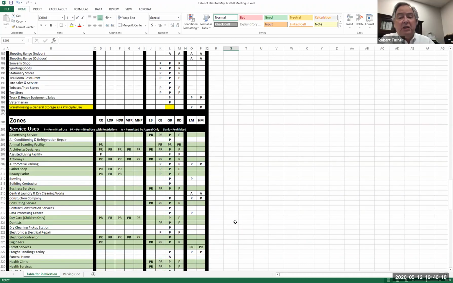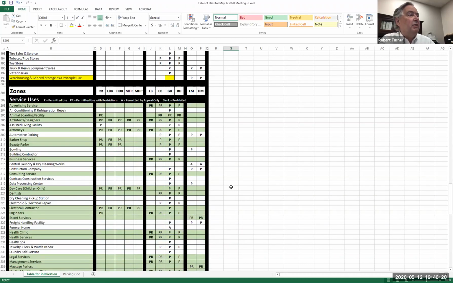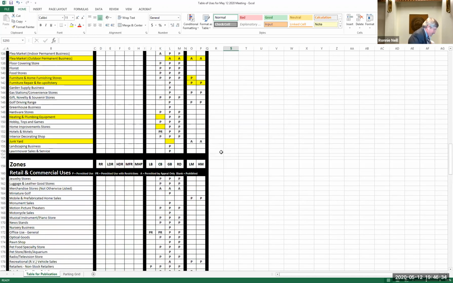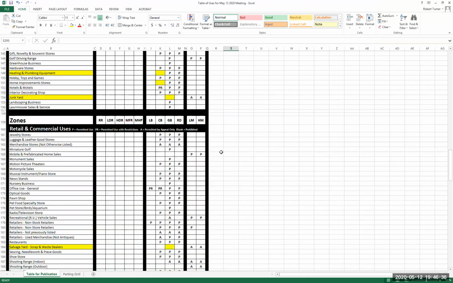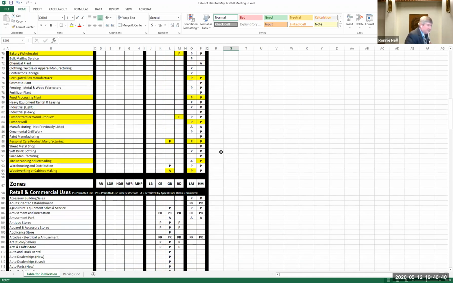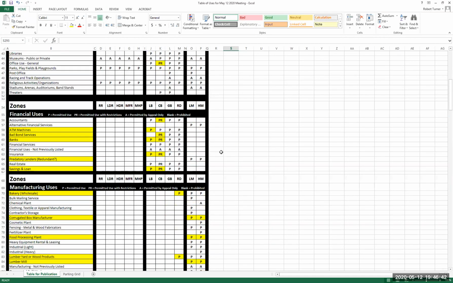Well, how about services? Has everybody looked down the services? Is there anything we need to eliminate or change? Well, I've got a question in manufacturing that I've just noticed. It says industrial light and industrial heavy. Do we define the difference there anywhere? I don't think so. So how do we distinguish between those two?